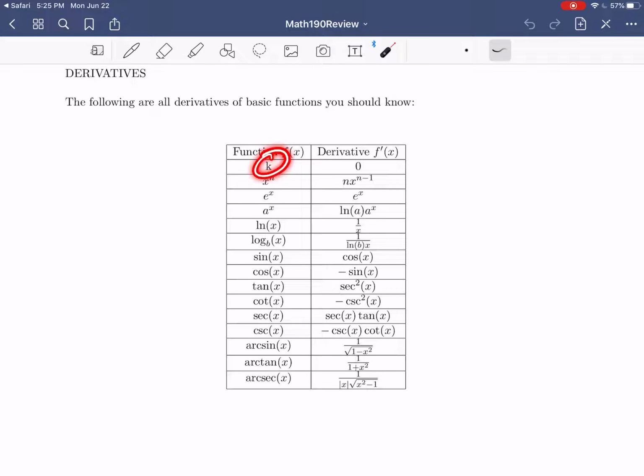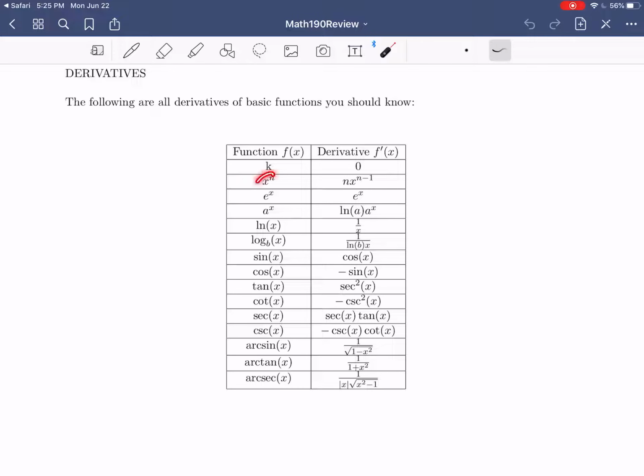So let's look at some of these basic derivatives here. First one: if you take the derivative of a constant k with respect to x, so x is our independent variable, k is some constant, then the derivative of a constant is 0. This one here is sometimes referenced as the power rule: the derivative of x to the n is nx to the n minus 1.